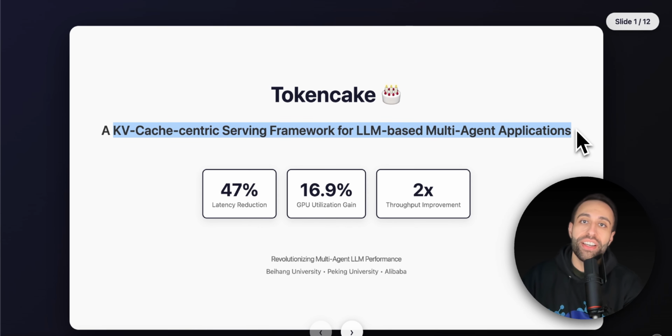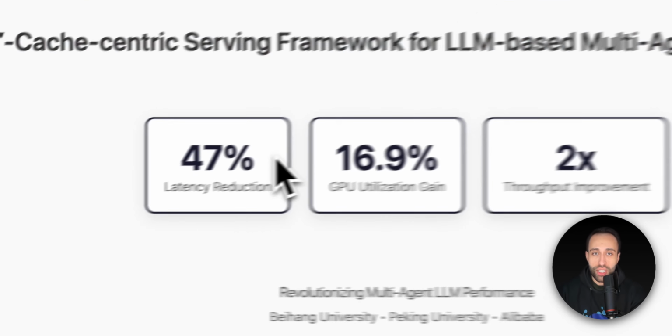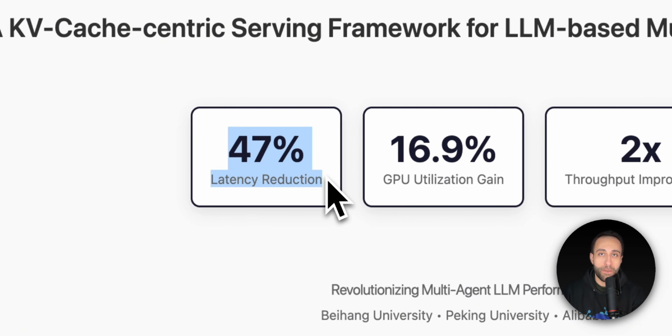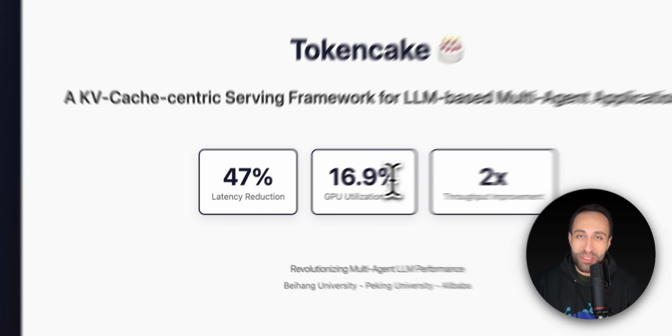It is agent aware and it's not blindly doing just KV caching. And by doing so, they're saying that they sped up the performance of agents up to 2 times faster, and they increased the GPU utilization by up to, let's say, 17%. That means you are wasting 17% less GPU.